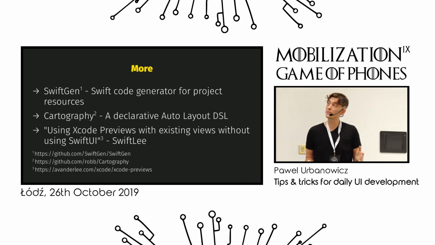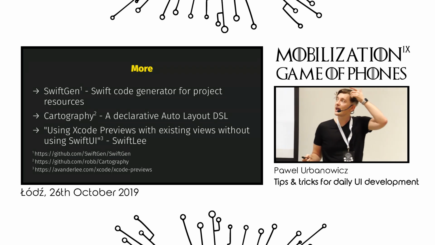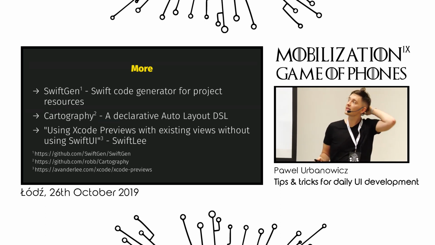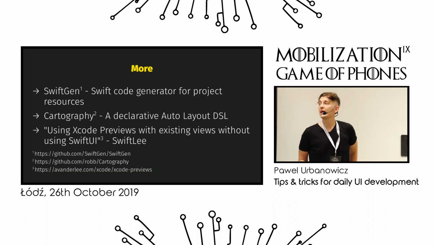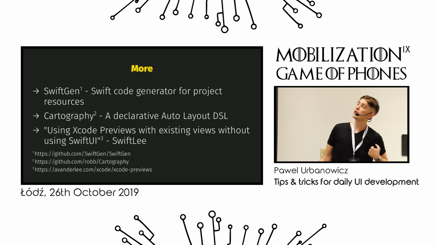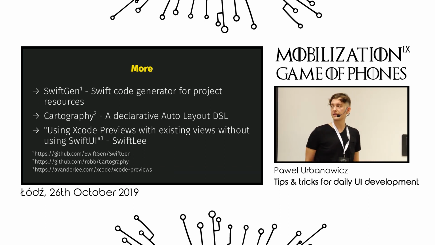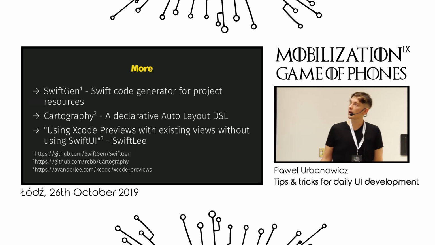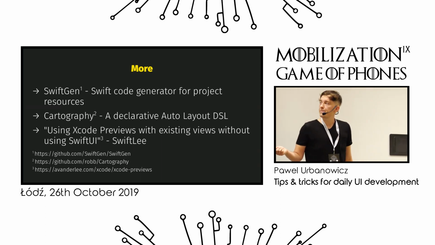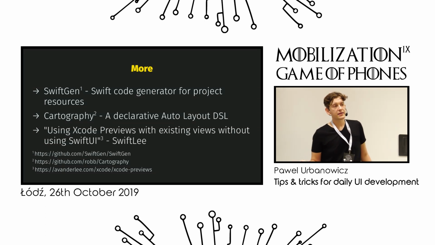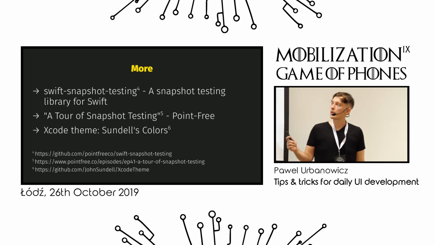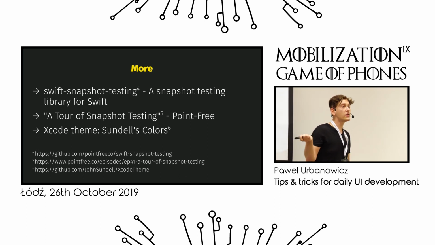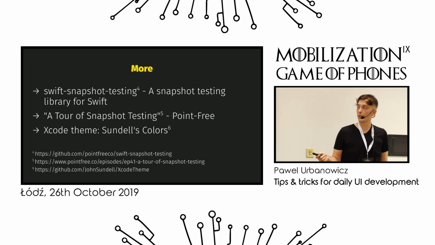That pretty much concludes my talk. So there are resources that I decided to use for this presentation. The first one is SwiftGen, a static type generator for UIKit, where you can get rid of string-based APIs. Cartography, a declarative auto-layout DSL. The blog post from Antoine, like I said previously, really good stuff, so go and check it out if you want to use Xcode Previews. And then also the Swift snapshot testing library on GitHub, and the tour of snapshot testing, episode 41 of Point-Free. Go check it out if you're interested in the library.